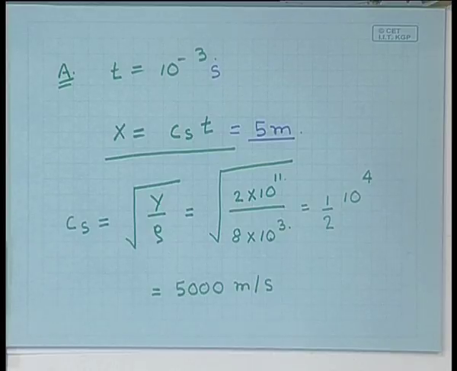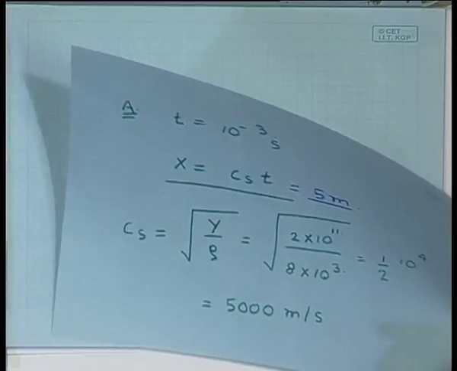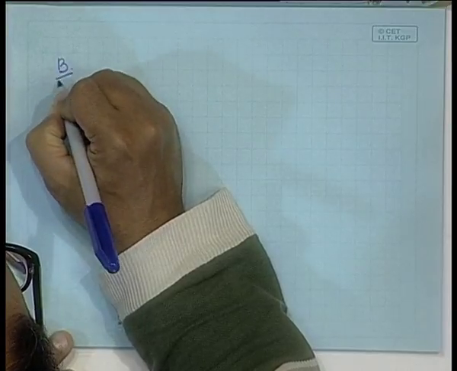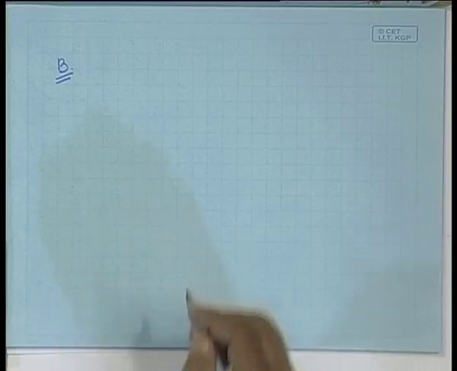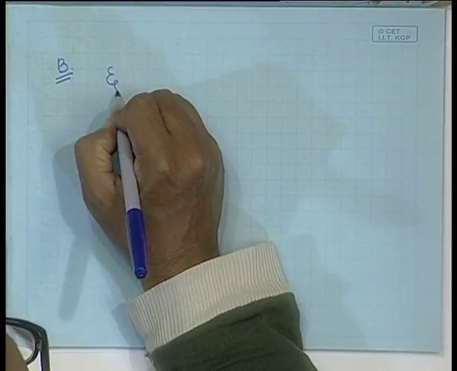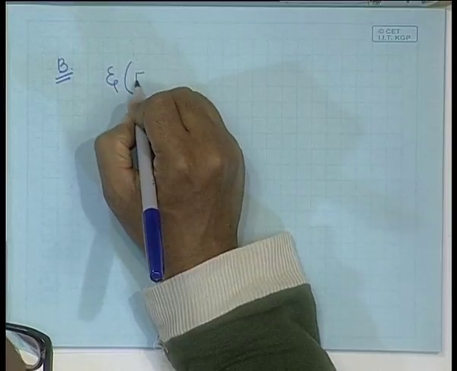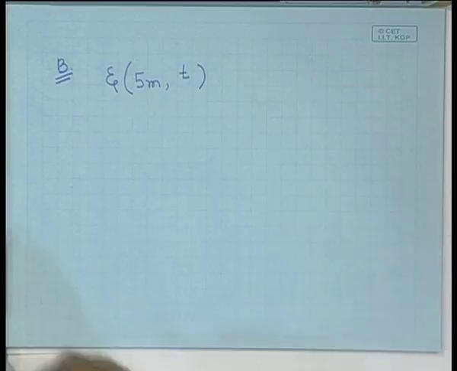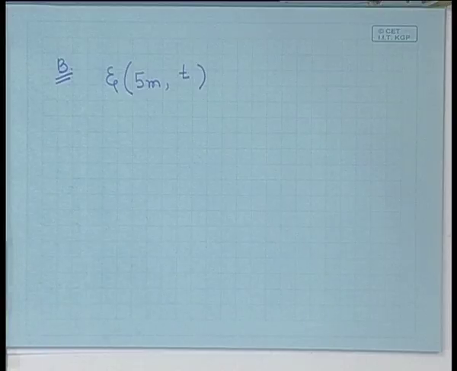The second part of this problem, part B, is as follows. We have to plot the displacement xi at the fixed point 5 meters as a function of time. So, at the fixed position x equal to 5 meters, we would like to determine the behavior of the displacement as a function of time.